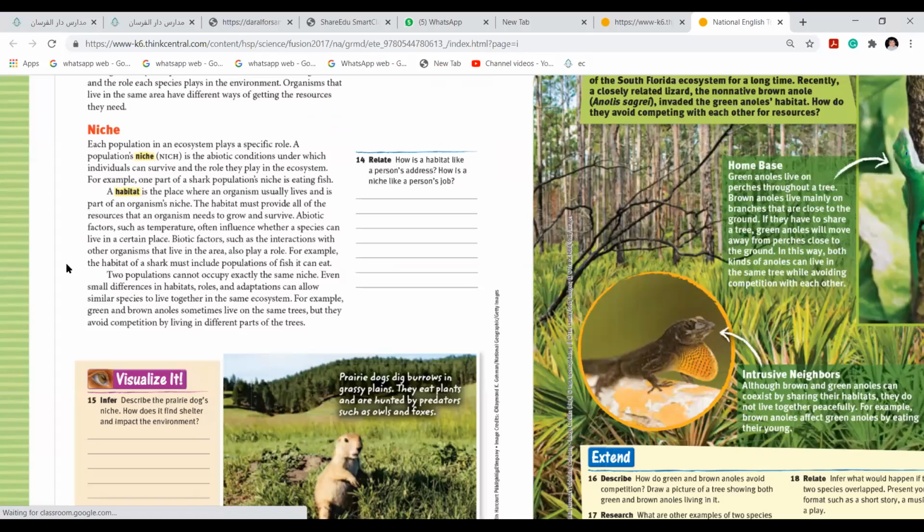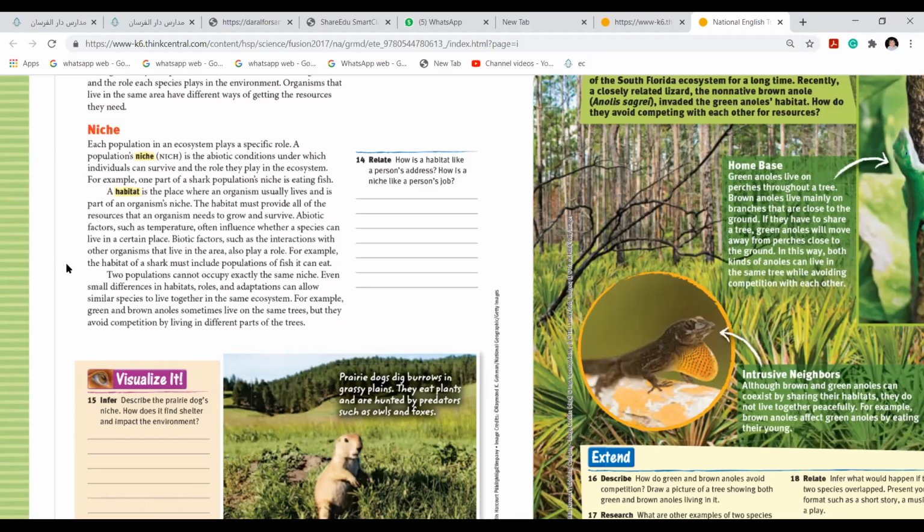So, what is a niche? Every individual or population has a specific role. When I say niche, that means the abiotic conditions under which this individual can survive. For example, the niche of a polar bear: of course, it likes to live in snow, its body is habituated to live in snow, so its niche is snow here. One part of a shark population's niche is eating fish. What are their likes? Eating fish.